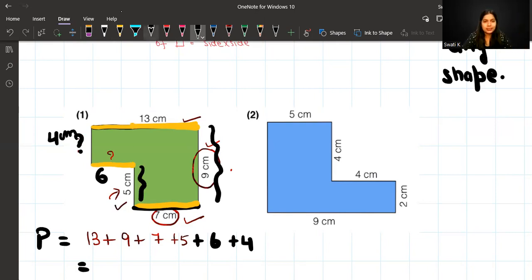It's as simple as that. So let's add it. 13 plus 9, that is 22. 22 plus 7, that is 29. 29 plus 5, that is 34. 34 plus 6, that is 40. And 40 plus 4 is 44. So the answer is 44 centimeter.